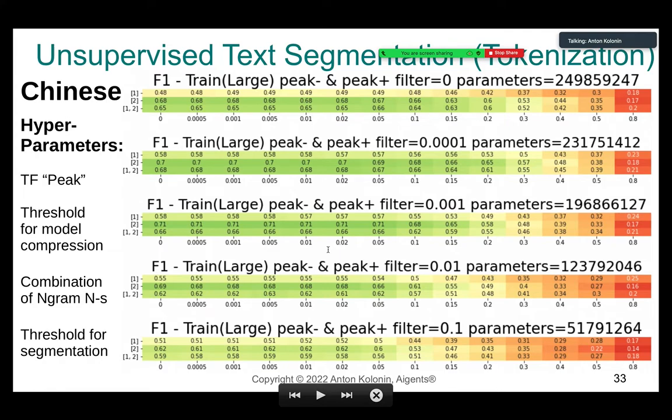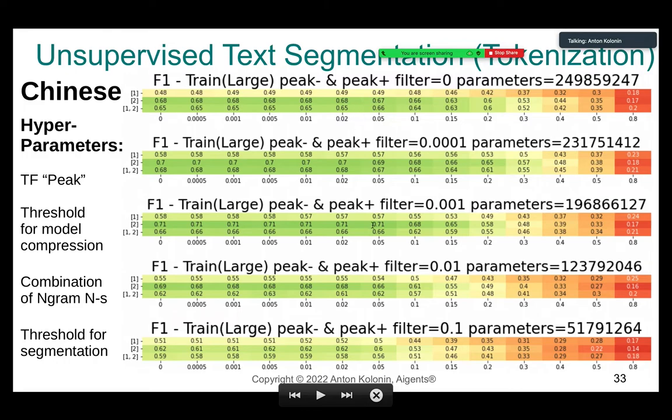For Chinese, the situation is a little bit worse. The best results are obtained with another metric, the so-called peak value. The peak value is a metric invented by one of the authors of the work that we were doing. It corresponds to the sum of the increase of the value from the previous point to the current point minus the decline of the value from the current point to the next point. So if you have an increase before the current point and a decrease after the current point, then this increase and decrease are summed up, and that gives you the number called the peak for every point. So for Chinese, these peak metrics work the best.